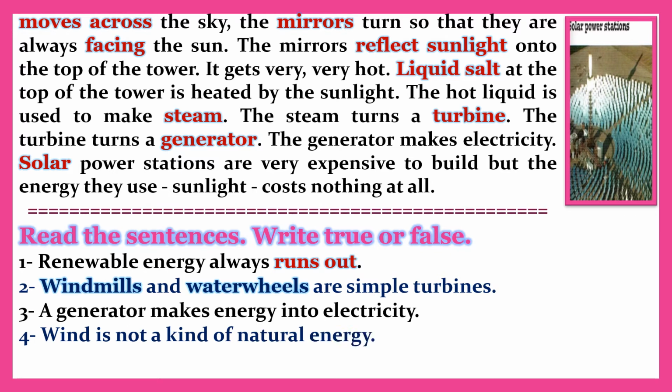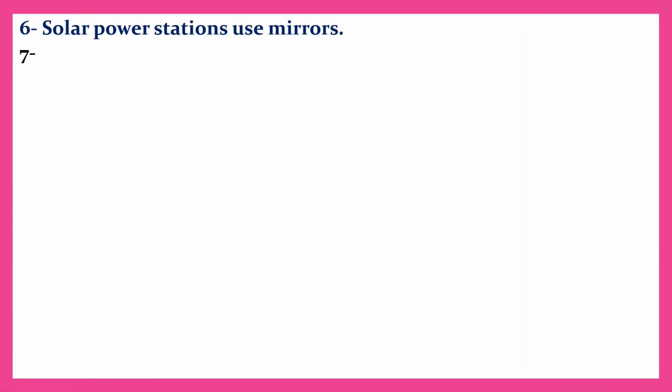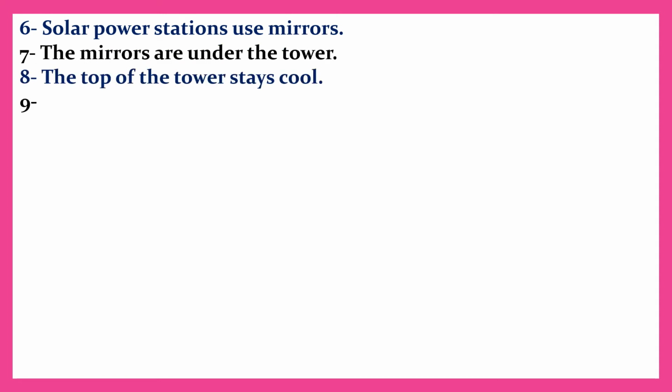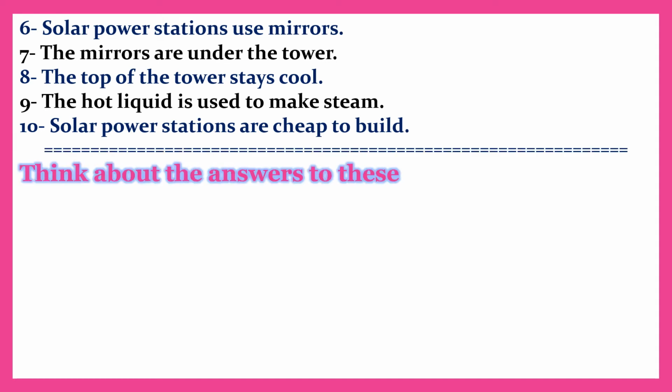Read the sentences. Write true or false. 1. Renewable energy always runs out. 2. Windmills and water wheels are simple turbines. 3. A generator makes energy into electricity. 4. Wind is not a kind of natural energy. 5. Solar cells make sunlight into satellites. 6. Solar power stations use mirrors. 7. The mirrors are under the tower. 8. The top of the tower stays cool. 9. The hot liquid is used to make steam. 10. Solar power stations are cheap to build.